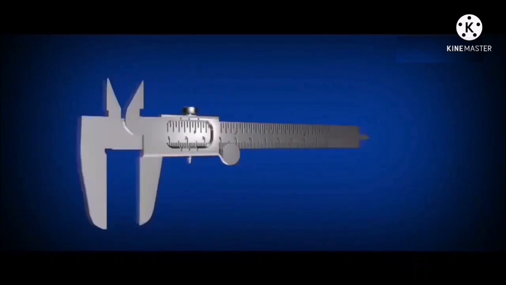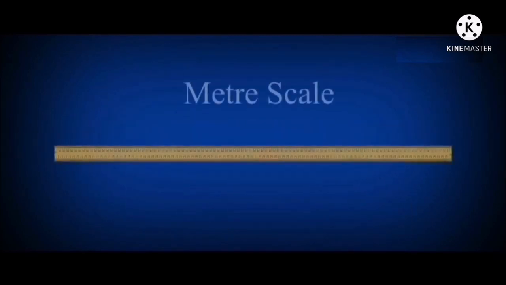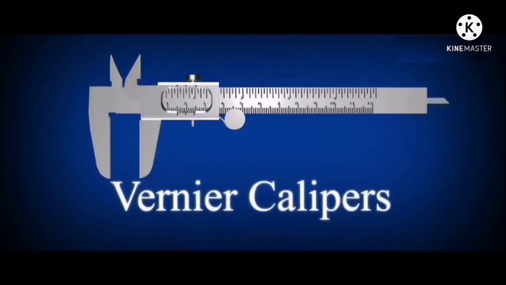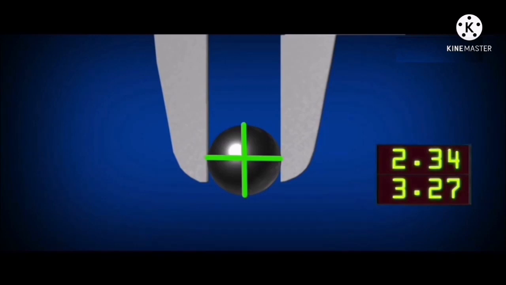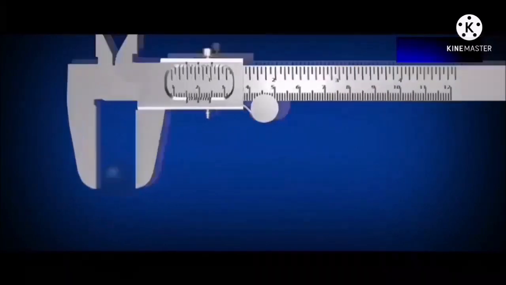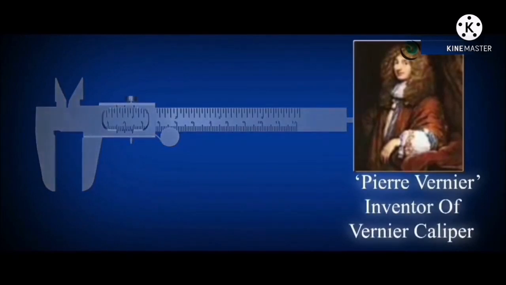Vernier caliper is an instrument most commonly used in the physics laboratory to measure the length of small objects accurately, which would not be possible with a meter scale. The word calipers refers to an instrument with two jaws used to determine the diameter of an object. The Vernier caliper was invented by French mathematician Pierre Vernier in 1631, and thus the name Vernier caliper.